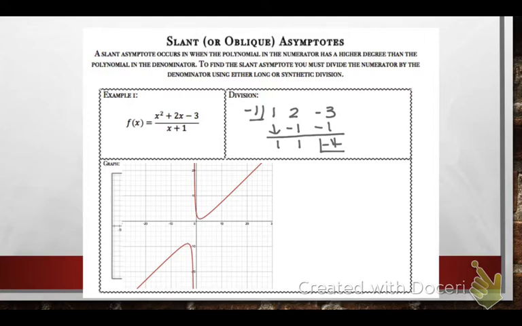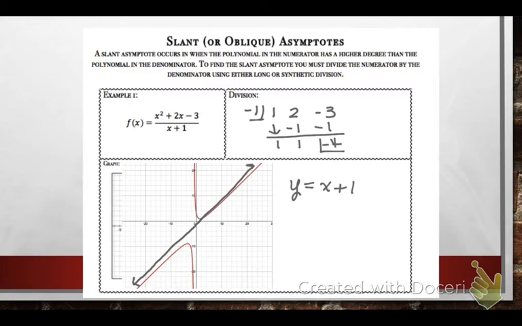So if we were going to graph this line, it would kind of follow the sides of that rational function, because it's graphing the line y is equal to x plus 1 that we see on that graph.